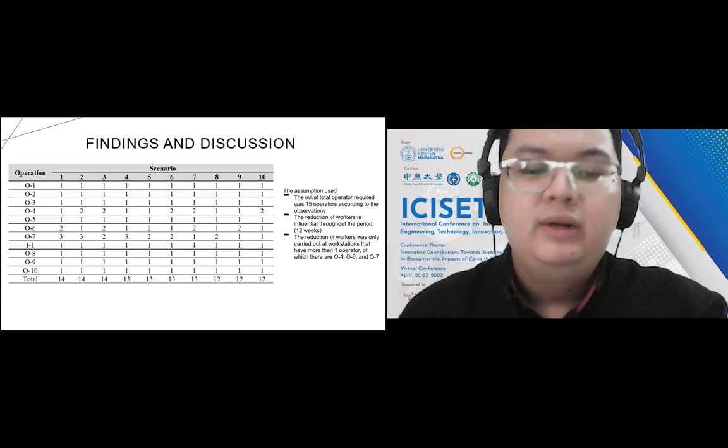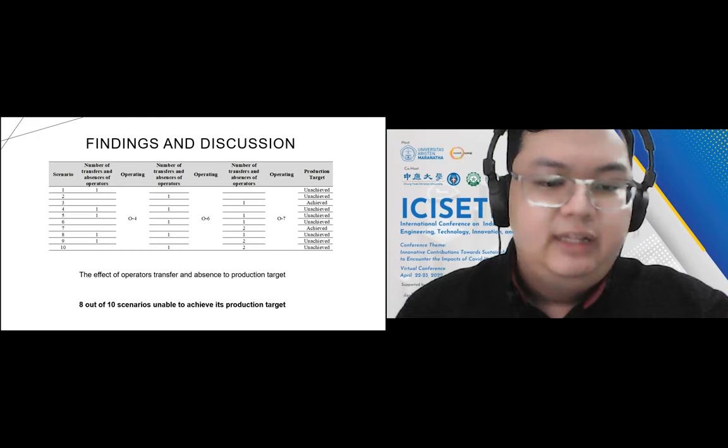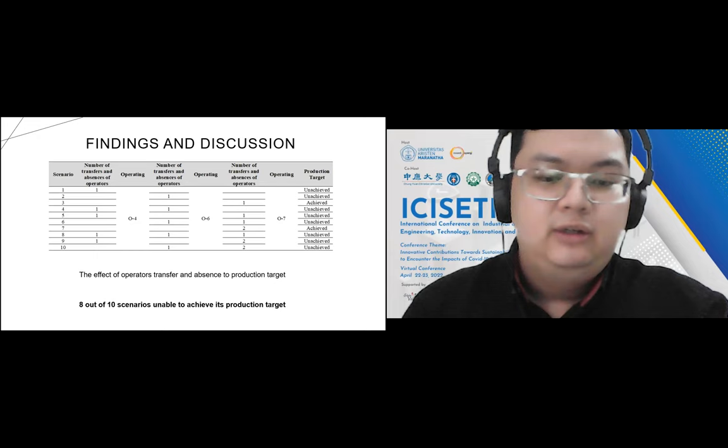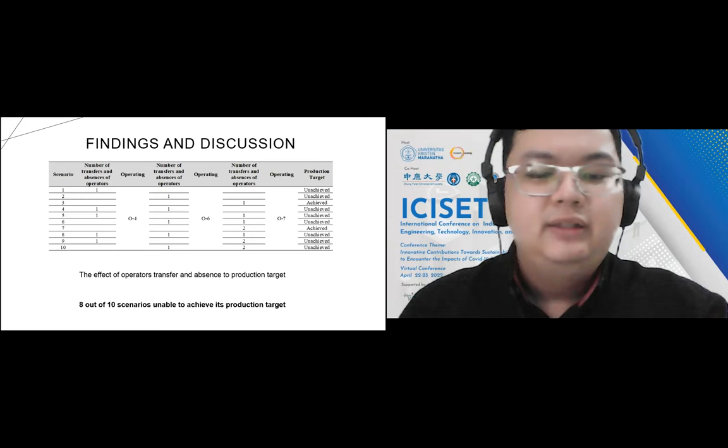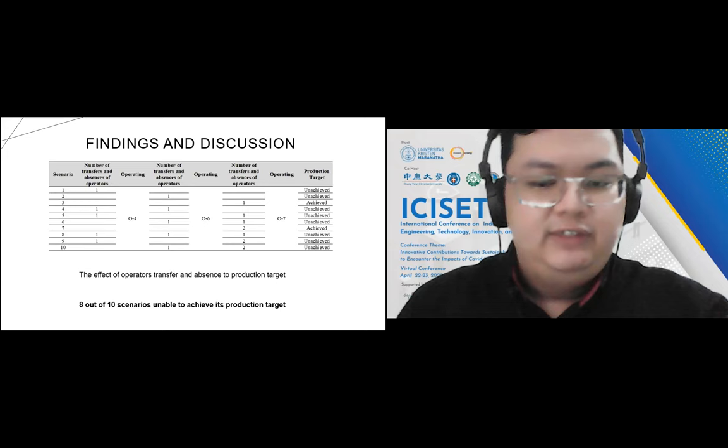From the 10 scenarios that have been made, it could be seen that in 8 out of 10 scenarios, operator shifting to another production line and the absence of operators made the production line, which should be able to achieve its production target, unable to achieve it. The effect of the number of operators was very significant and must be designed properly. One way to improve line efficiency and control the number of operators is to balance the production line.